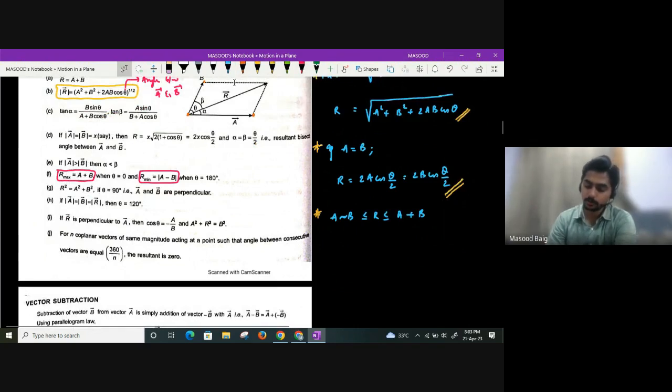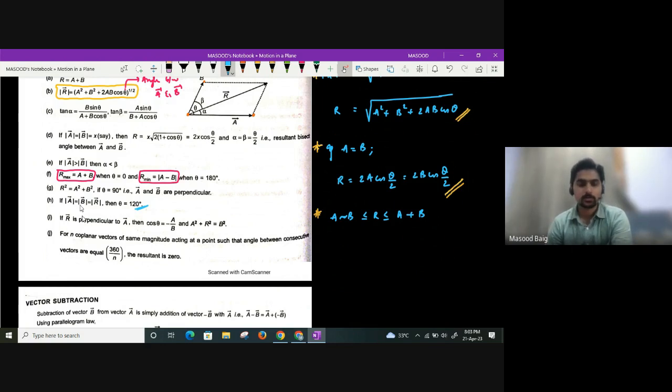Also, one more very crucial point again. If both magnitudes of A and B are equal, and it is equal to the resultant again, then the theta value will be 120 degrees. Understood, all of you?